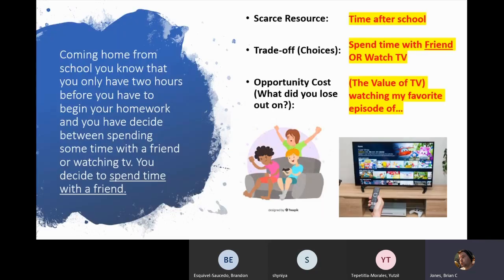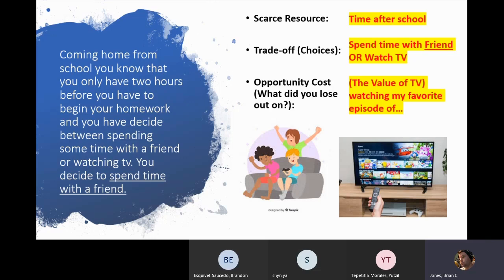So let's look at the first example here. It says coming home from school, you only have 2 hours before you have to begin your homework. You have to decide between spending time with a friend or watching TV. And then ultimately you're going to decide to spend time with your friend.